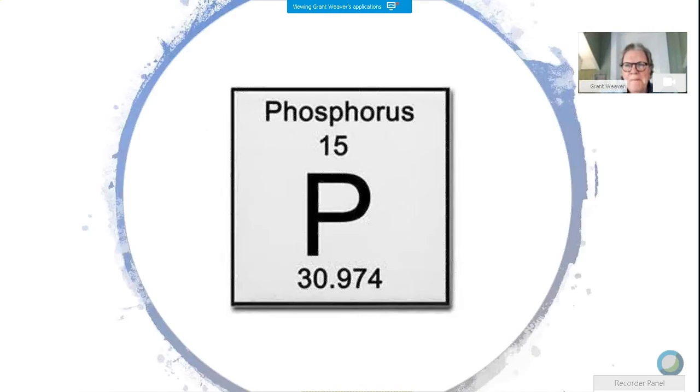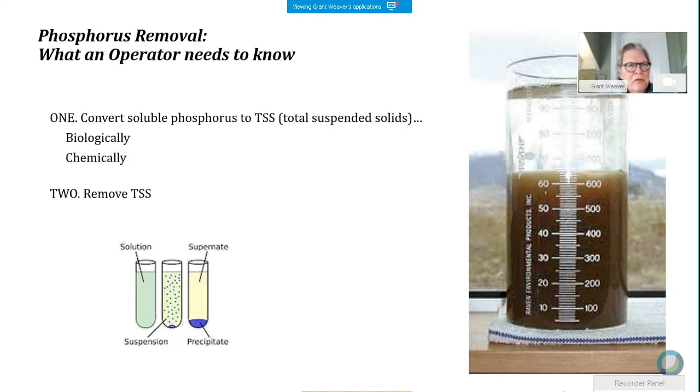All right. Phosphorus. We're doing a review here. Let's run through phosphorus. The whole idea with phosphorus is we're trying to convert a soluble phosphorus that will pass through a filter. We're trying to make that phosphorus into something that won't pass through the filter. We're trying to move it from the top 1/3 of that settleometer into the bottom 2/3.